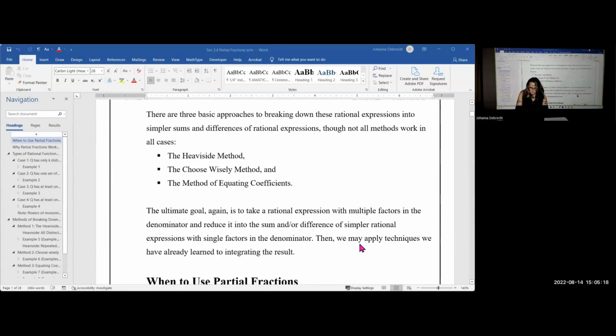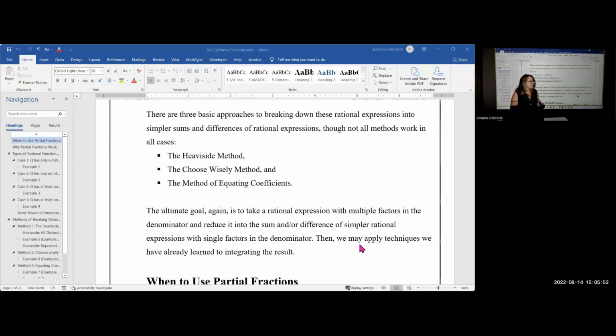Now, there are 3 basic approaches after we've decomposed it into the sum and difference of simpler rational expressions. There are 3 basic approaches to breaking them down and finding what goes in the numerator. They're called the Heaviside Method, named for Oliver Heaviside, who developed the method. The what I call choose wisely method, which is my favorite method. And then the method of equating coefficients, which is really sort of where both of the first 2 got their start. So the method of equating coefficients is really the theoretical method.